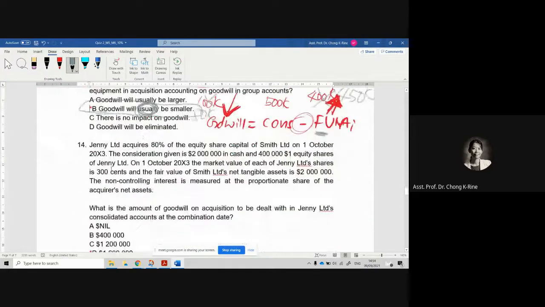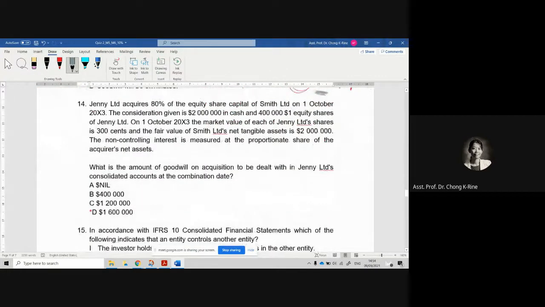Very good point. Very observant. Now, let's look at question 14.